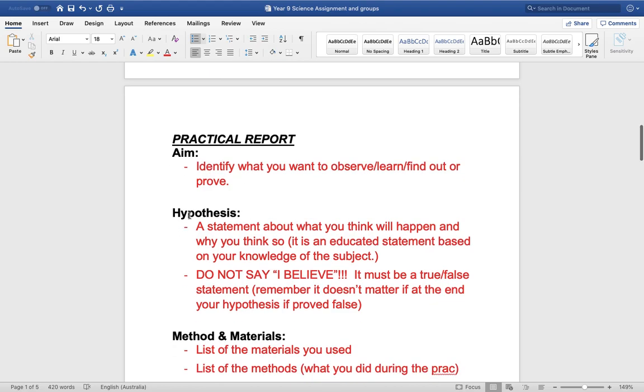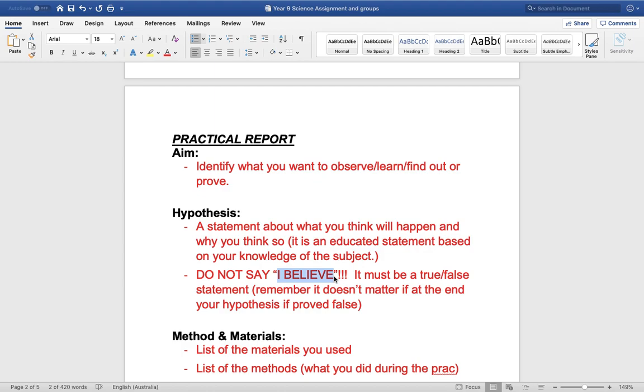A hypothesis. Now, a hypothesis is a prediction. It's an educated prediction, or an educated statement based on what you know about the content. For example, if you're doing the can one and you've got a black, red, and a white can, you would make a prediction that the white can would absorb less heat because white reflects more heat and black absorbs more. So that's how you would come up with your hypothesis. Don't start it with "I believe" because that's first person, and you need to talk.